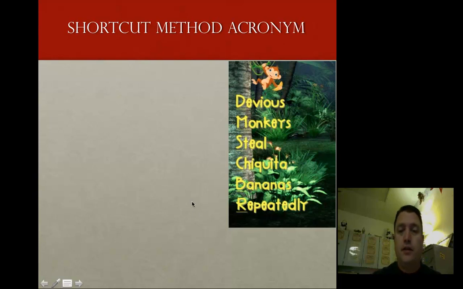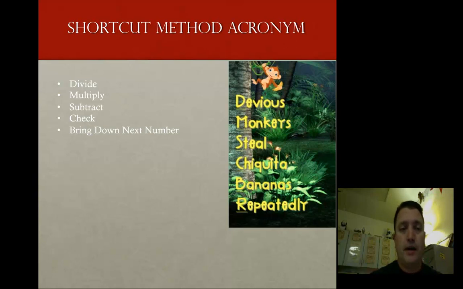This is Devious Monkeys Steal Chiquita Bananas Repeatedly. Now that's a lot of words that don't seem to have anything to do with division, do they? But they do. Each one of those letters stands for something that you do when you're doing standard long division. The D stands for divide, and Devious. Monkeys means multiplication. Subtract is for Steal. Chiquita is for check. We're going to talk about how to check our answers as we go. We bring down the next number, and then we repeat until we're out of numbers to bring down.